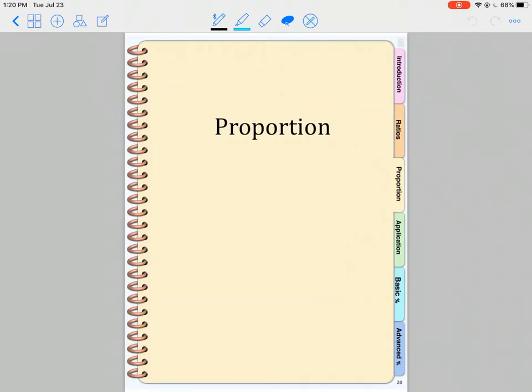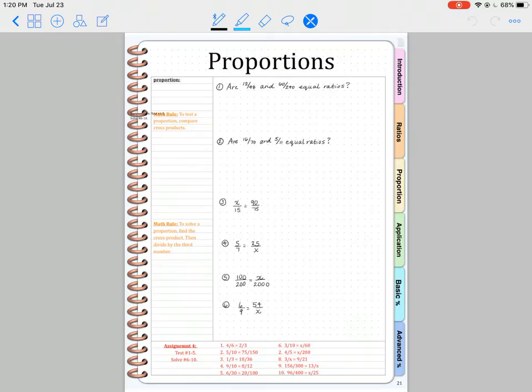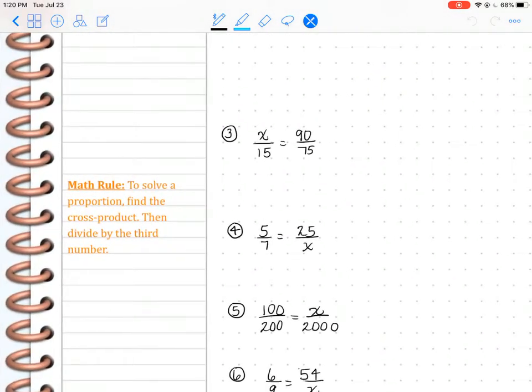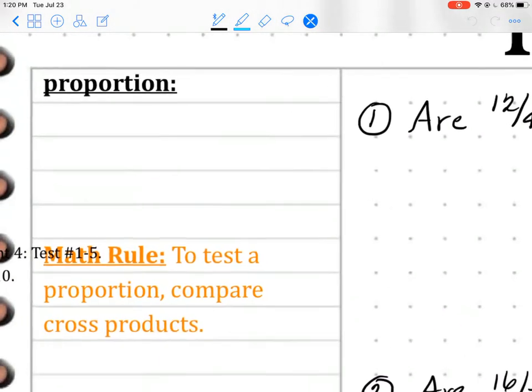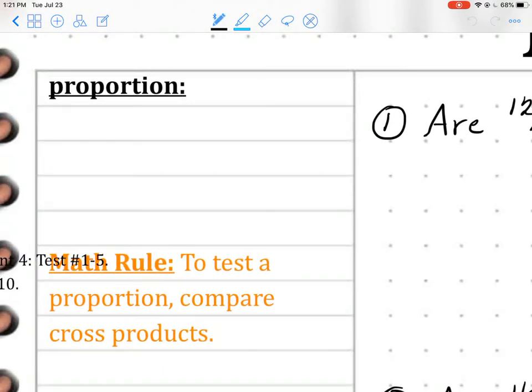So I'm on page 20 of the book. This is the cover for Module 3. And if you scroll on over to page 21, here is the lesson on proportions. The first thing we need to do is to define proportion. And a proportion is an equation. So there is an equal sign that's involved in a proportion that says two ratios are equal.